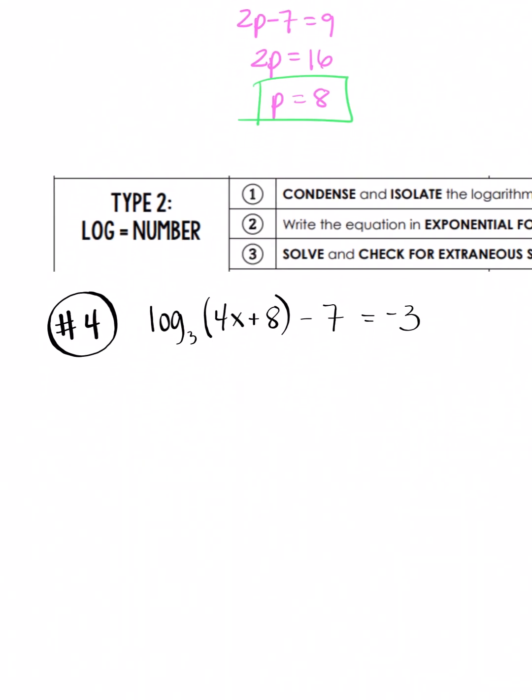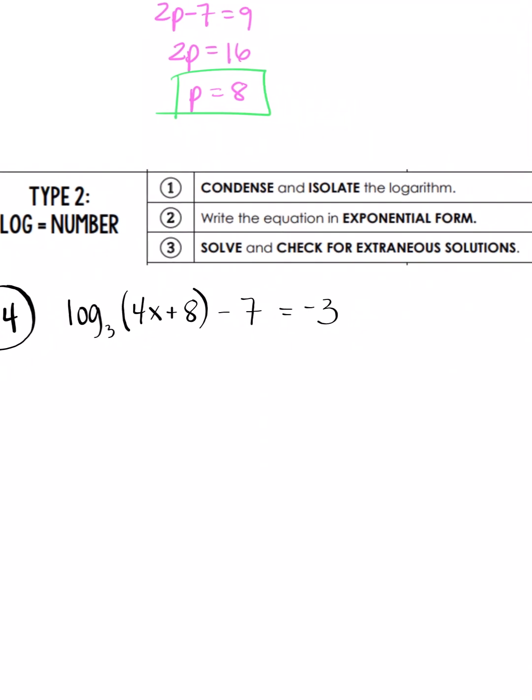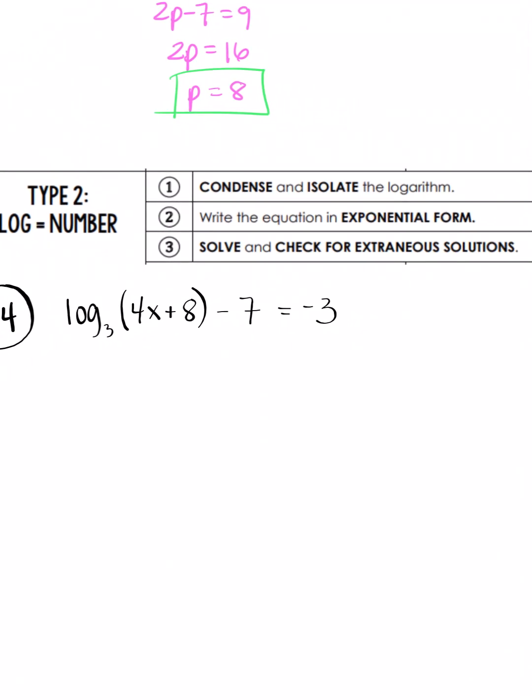Okay, so we in class already talked about what if there are not logarithms on both sides? What if it's a log equals number example? We first want to condense and isolate the logarithmic expression. Write it as then an exponential. Solve and check for any extraneous solutions as well.